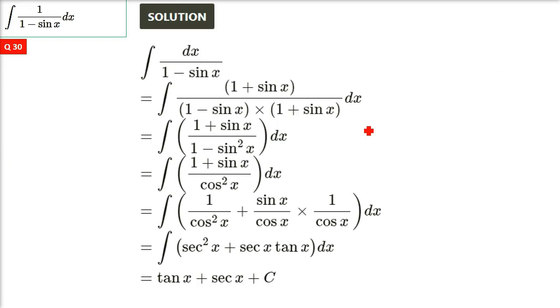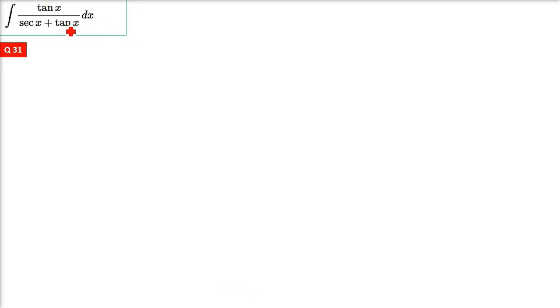So how easy it was, but you have to do it stepwise under the integration sign. Please remember, this is the standard result. You have to come to a standard result from the initial question. Here also we will do the same thing. Tan x by sec x plus tan x. We need to rationalize it because sec square x minus tan square x has a standard result which is 1.